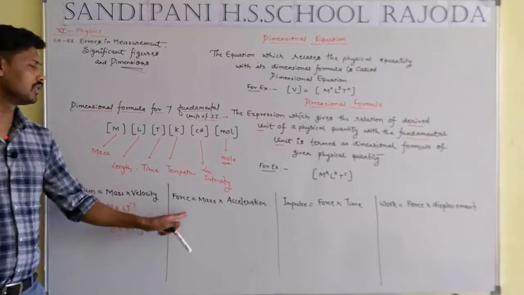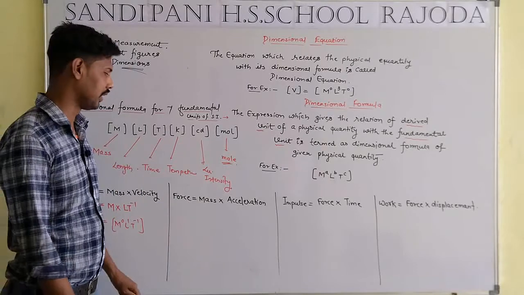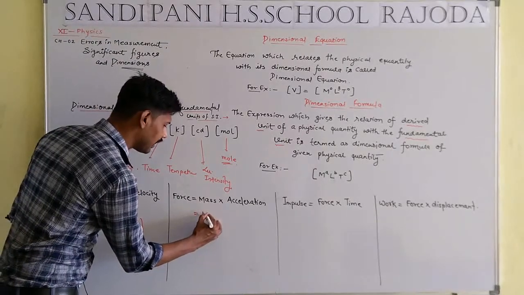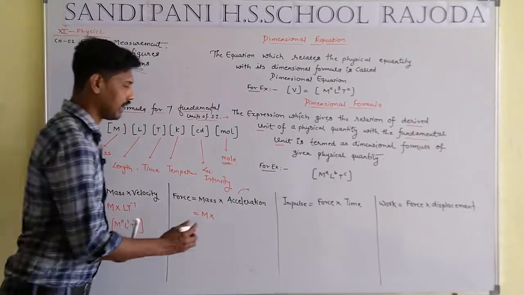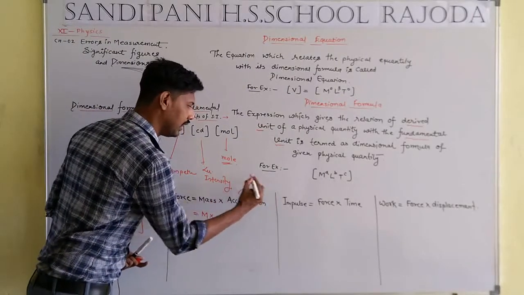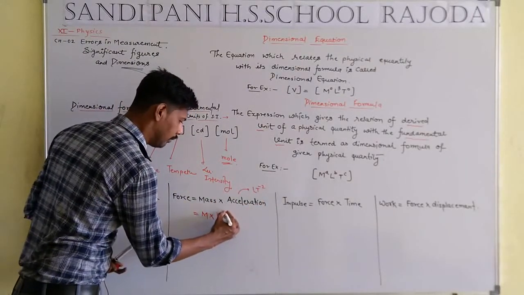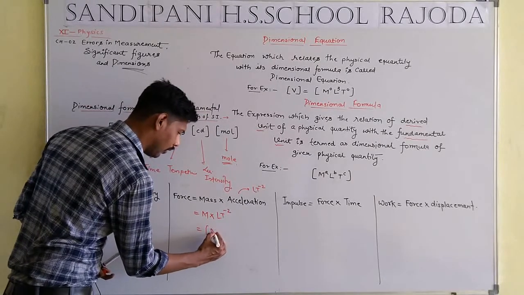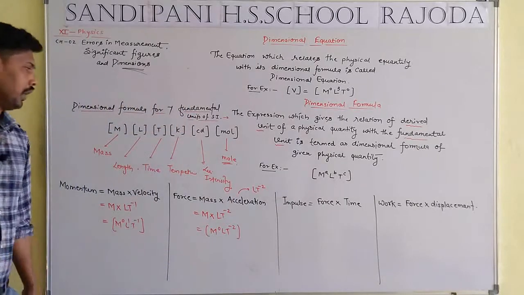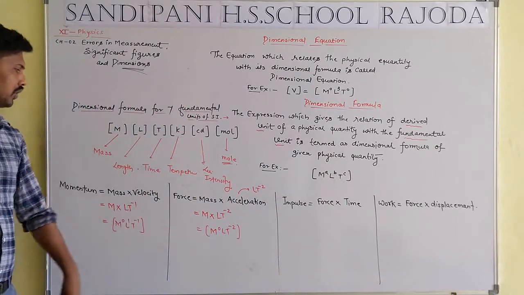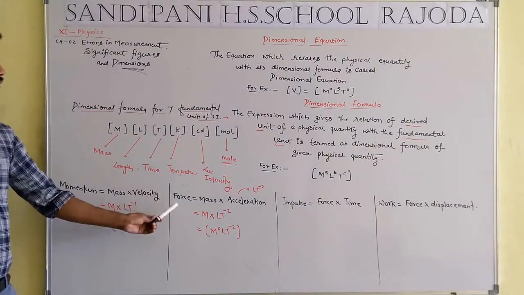Next one is force equal to mass into acceleration. Mass is represented by capital M and acceleration. In the last example, acceleration was L T minus 2. So it will be M1, L1, T minus 2. I hope students you are getting the proper solution, the proper dimensional formula for the force.